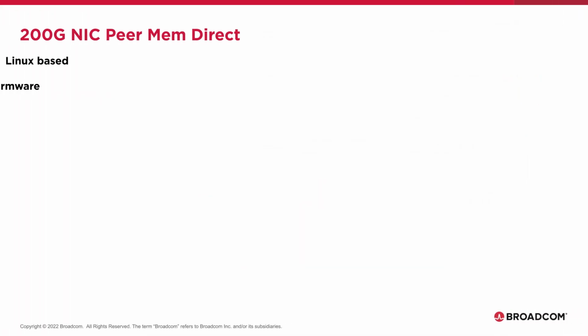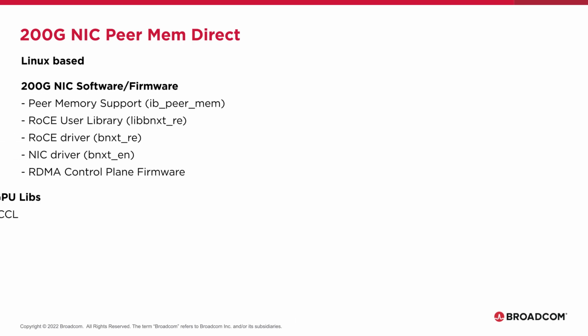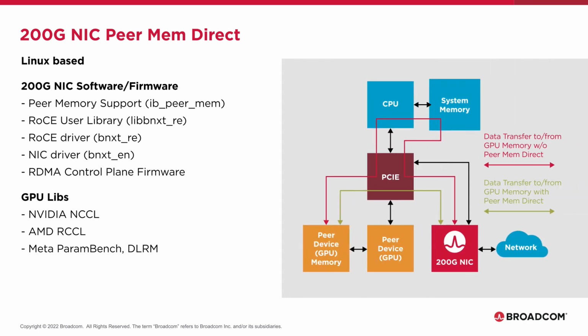Broadcom NICs support the PeerMem Direct feature. PeerMem Direct allows RDMA across peer devices. In this context, a peer device can be a GPU or other custom accelerator used for machine learning and artificial intelligence type of applications. PeerMem Direct allows RDMA across two peer device memories, where the two devices can be on two different hosts on the network.